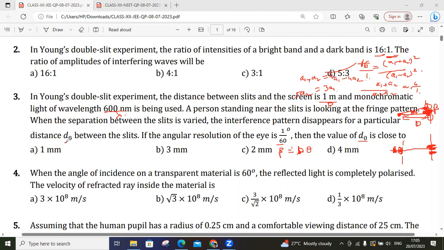Okay. So here if you see, theta depends on d also. You see beta is equal to lambda D by d, which is equal to D into theta. D cancels. So theta is equal to lambda by d. So theta depends on lambda and d, that is, the distance between the slits. So they are telling that at some particular d, theta becomes equal to the angle of resolution, which means the interference pattern disappears, at least this much.